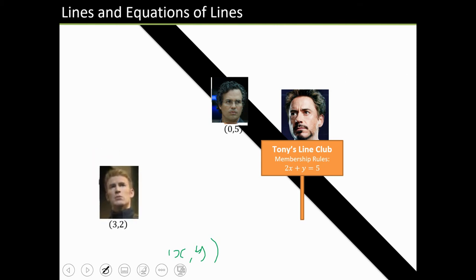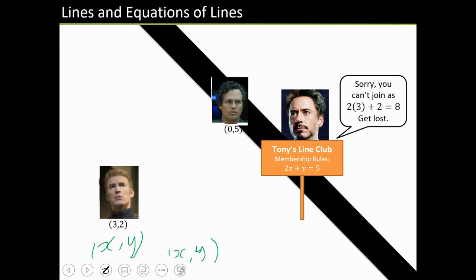Okay, let's look at this one here. (3, 2). Again, I've got my x and I've got my y. My x coordinate is 3 and my y coordinate is 2. So does it satisfy the equation? Well, we can substitute the x and y, and will we get 5? Let's see. 2 times 3 is 6. Add the 2 gives me 8. It doesn't give me 5. So it does not satisfy that equation. So therefore, we'll tell that guy, get lost. It can't be on this line. It's not part of the club.